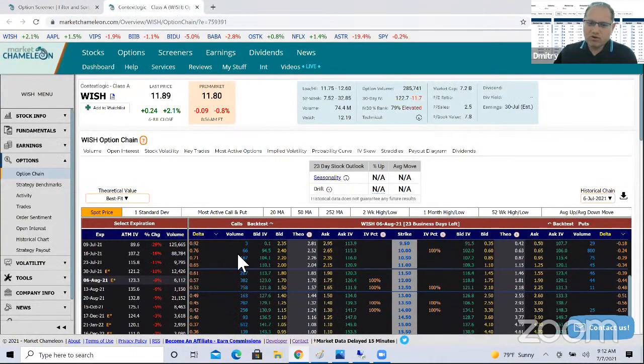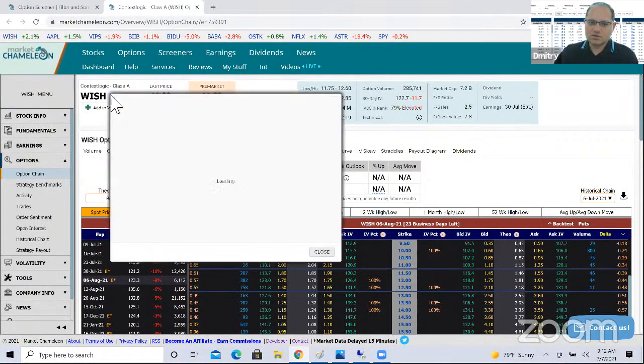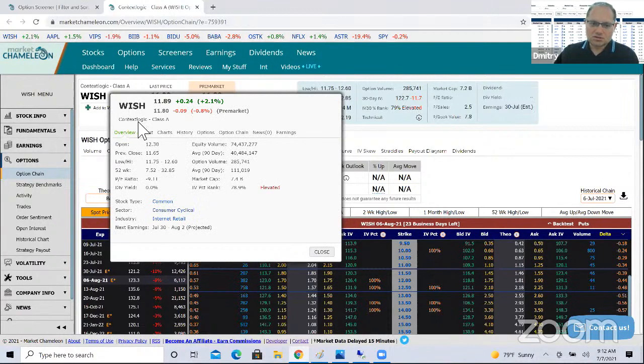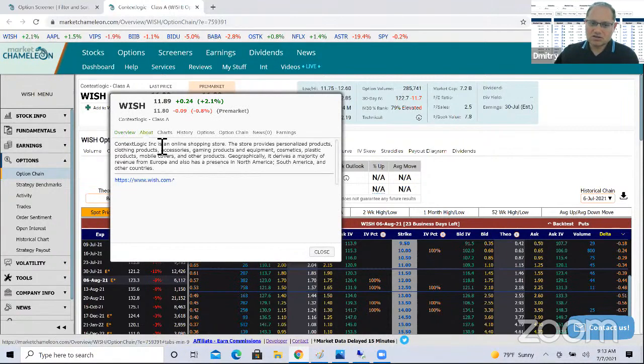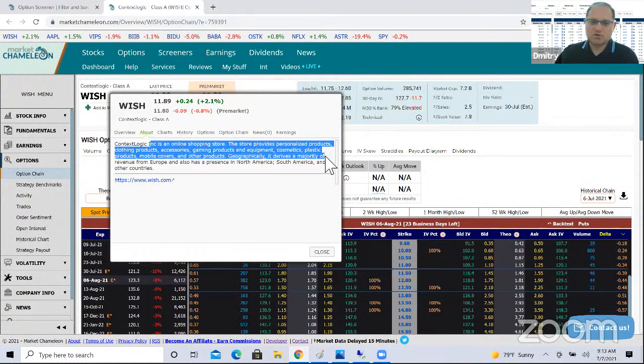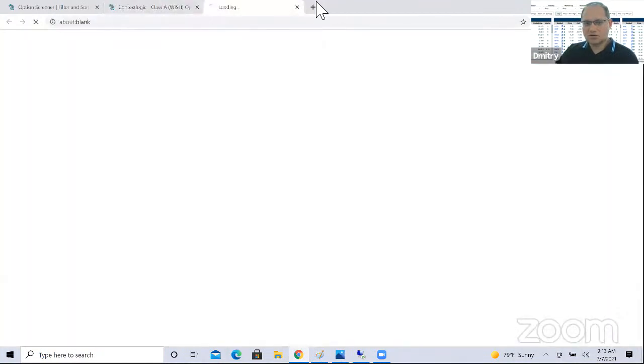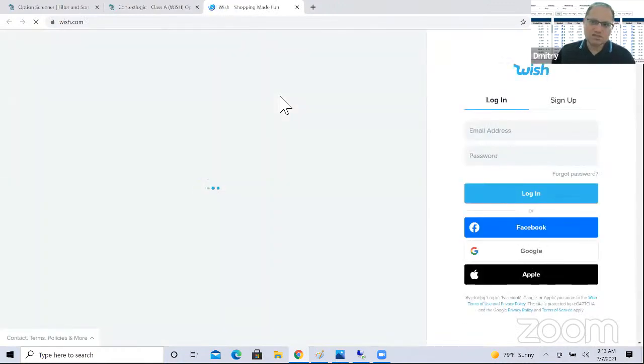And before we look at this options chain, let's just take a look really quickly. What is this stock? So we see Wish. This is the stock. We can read about it. It's an online shopping store. The store provides personalized products, clothing, all this. So now we kind of have a sense of what this stock does. If you wanted to go to the website, you could click here and just see what they do. You could go to the investor relations website, all this.